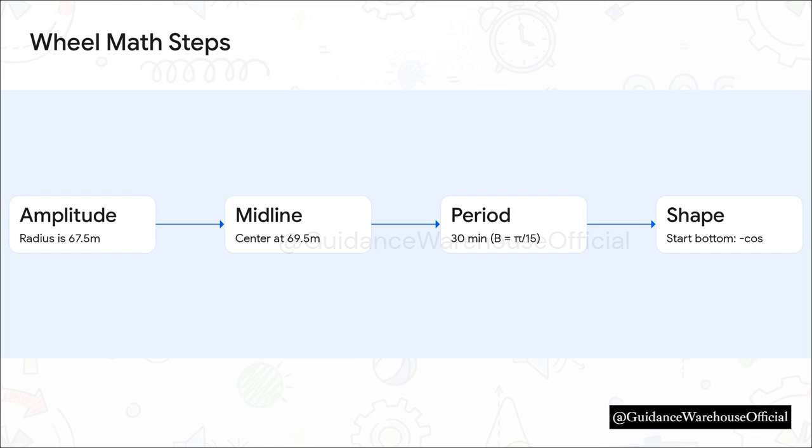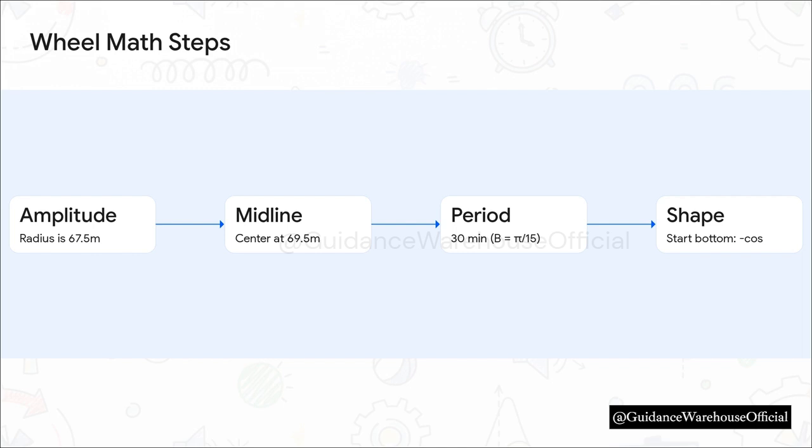Step 1, the amplitude. If the total diameter is 135 meters, the radius is just half of that, which is 67.5 meters. That radius is our amplitude. It's exactly how far up and down you go from the center point of the wheel. Step 2, the midline. If the wheel's radius is 67.5 meters, but the bottom of the wheel is sitting 2 meters off the ground, the very center axle of the wheel has to be at 69.5 meters high. So 69.5 is our midline, D.